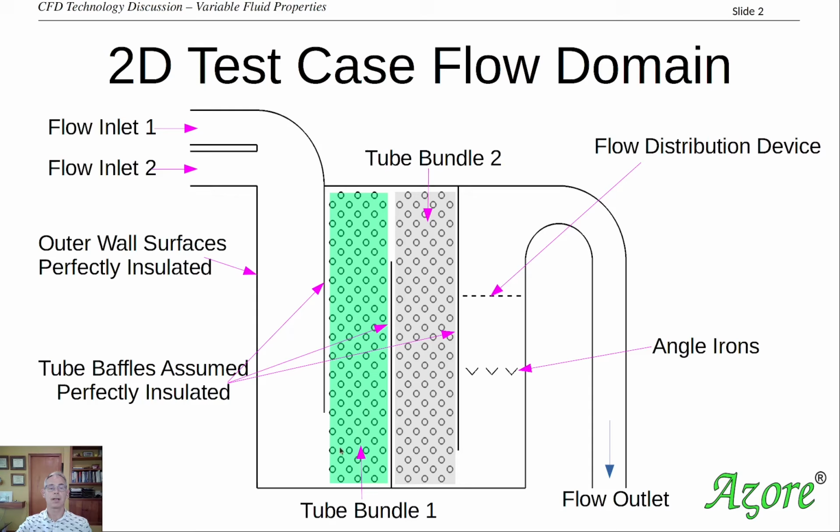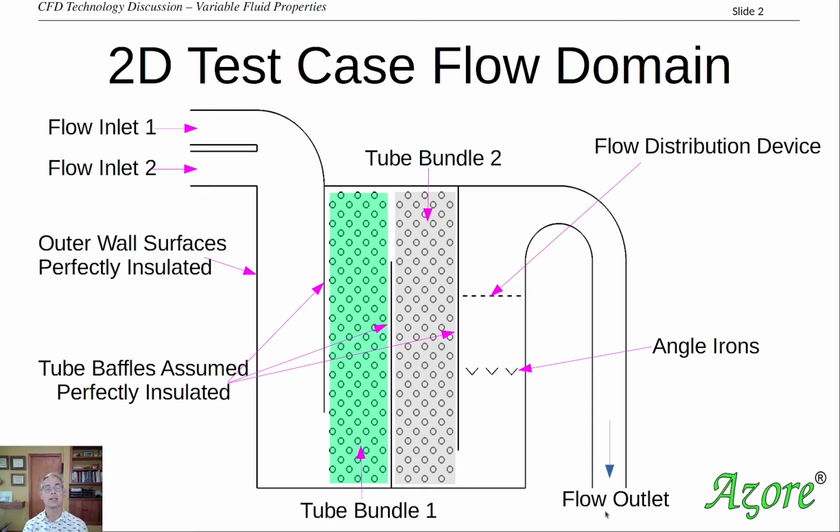Then they turn into a tube bundle, and as they pass into the tube bundle, they then return going up, and then they turn again into a second tube bundle and progress downward. After they pass through the second tube bundle, they then cross out, and then they pass over some flow control devices, some angle irons, and then some flow distribution devices, and then they go around a corner, and then they leave our system. So that's the gist of this overall system.